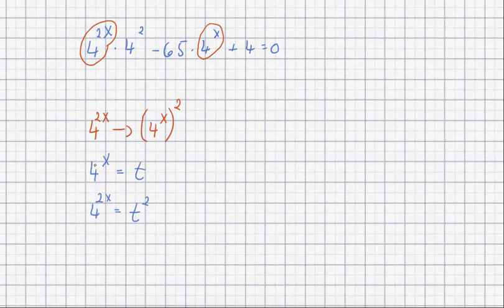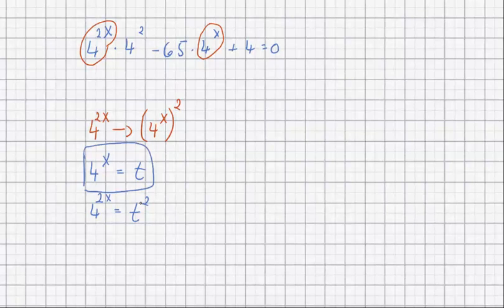So we can do 4 to the power of x equals t. And then 4 to the power of 2x is t squared. So what's t exactly representing? 4 to the power of x. Oh, 4 to the power of x is t. So now what? And then 4 to the power of 2x can be t squared. Okay.